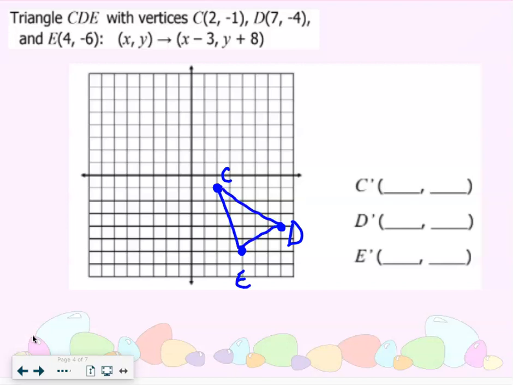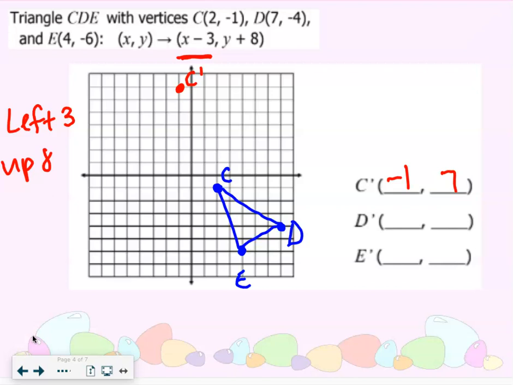Okay, that's our pre-image. Let's draw our image. So this time we are going left 3, up 8. So take all your points and move them left 3, up 8. C prime is at negative 1, 7.